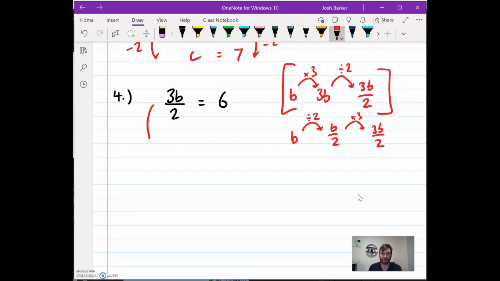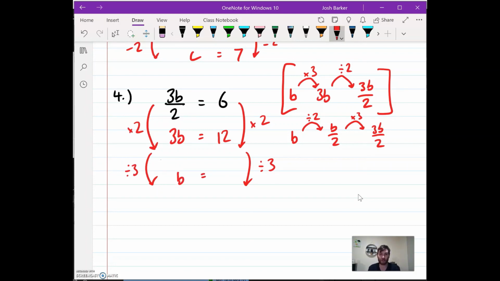I'll do the reverse of that. Dividing by 2, opposite action is to multiply by 2. So on the right hand side, 3b divided by 2 multiplied by 2 will just leave me with 3b. 6 multiplied by 2 is 12. Now I want to do the opposite of multiplying by 3, which is to divide by 3. Right hand side leaves me with b, left hand side leaves me with 4.